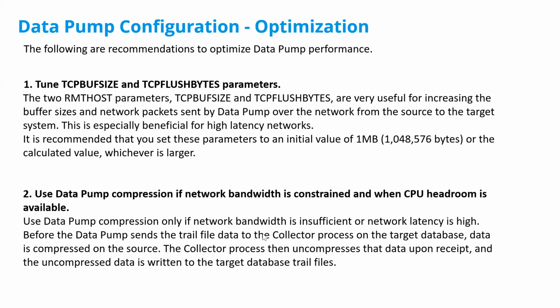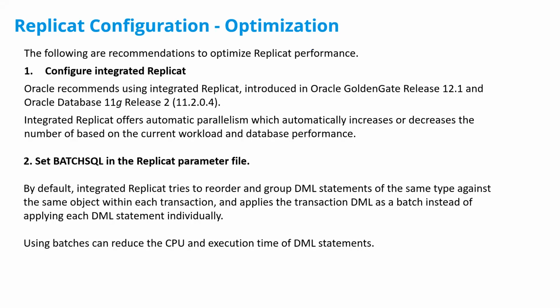Use data pump compression. It is also recommended that you use data pump compression. GoldenGate supports this if network bandwidth is constrained and when CPU headroom is available. Use data pump compression only if network bandwidth is insufficient and network latency is high.